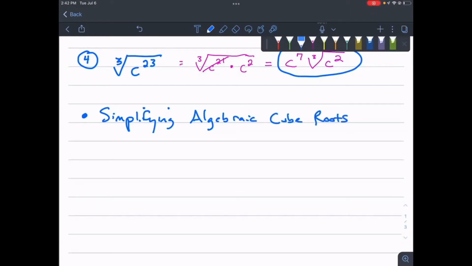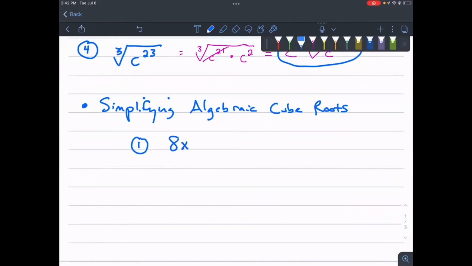Next, simplifying algebraic cube roots. Got two examples we'll look at here. Number one, cube root of 8x to the 3rd, and then cube root of 216 x to the 3rd, y to the 8th.